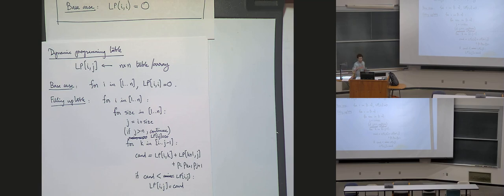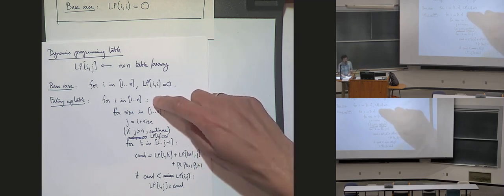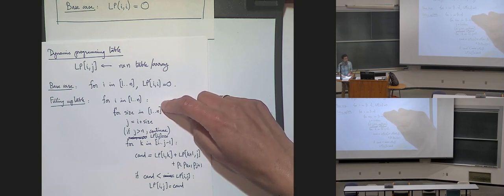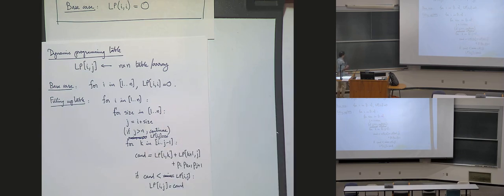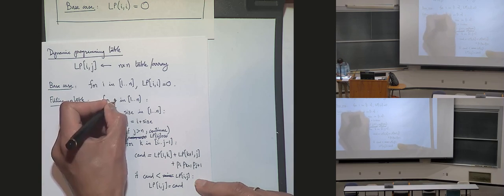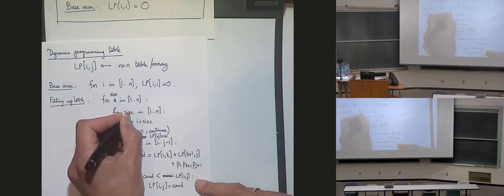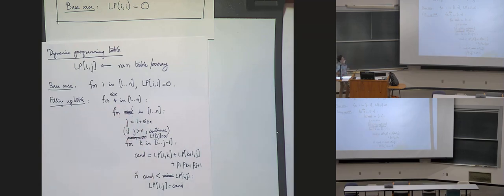Question: for i on the outer loop and size as the inner loop, does that work, or should you iterate over the sizes in the outer loop and i as the inner loop? You're right. Sorry, that was a mistake. This is what happens when I write code on the fly. Thank you. Good point. You first go over the size, and then for each size you go over all i.